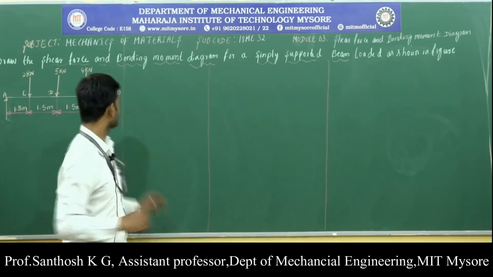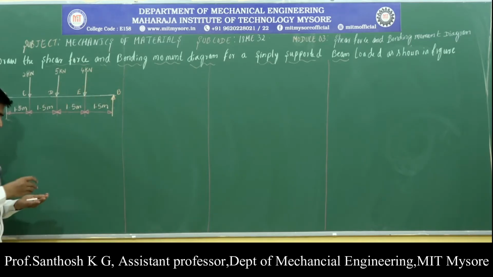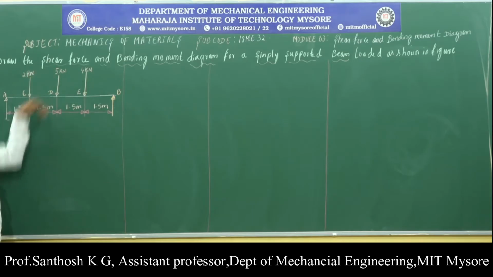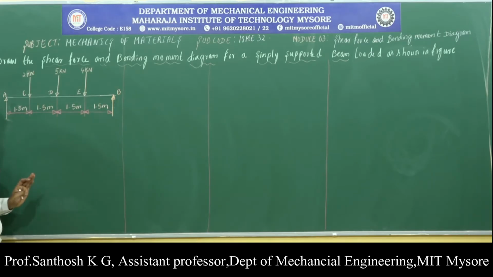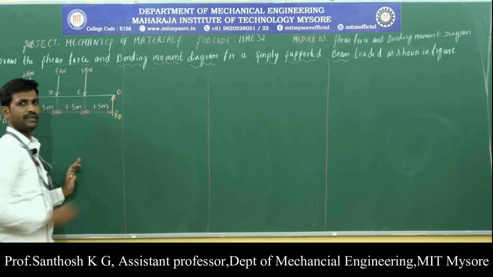So, from this diagram we can conclude that this simply supported beam is having 3 transverse loads and end supports at point A and B. As we know, when you apply the transverse load on the beam, it tends to move in the downward direction, but this is restricted by the supports which are provided at point A and point B. Let us say the reaction developed at the end support A is R A, and the reaction developed at the end support B is R B.